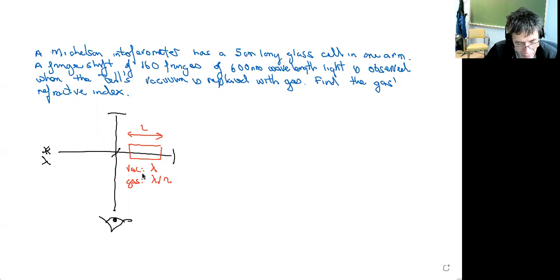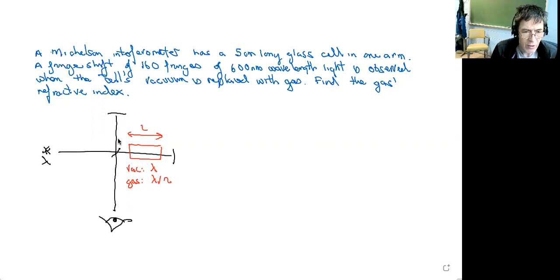In vacuum, there's a certain number of wavelengths inside the gas cell as the light travels firstly from the left to the right and then back through the cell from the right to the left. When the cell is filled with gas, there's a different number of wavelengths in the cell when the light travels firstly towards the mirror through the cell and then back away from the mirror through the cell.